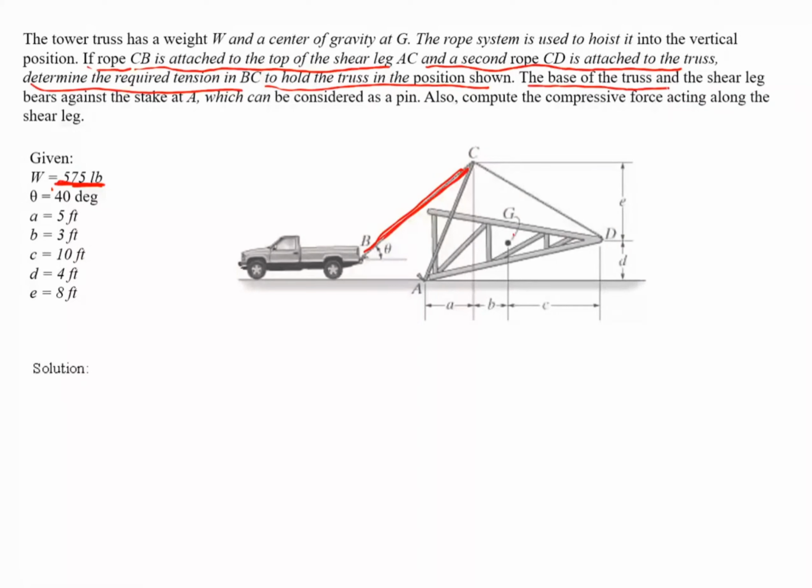The base of the truss and the shear leg bears against the stack at A, which can be considered as a pin. So it's a pin connection for this truss structure. Also compute the compressive force acting along the shear leg. Okay, so we need to find, in simple words, the tension in this rope and the compression force in there. So two things, this one, BC, and CA. That's what we need to find.